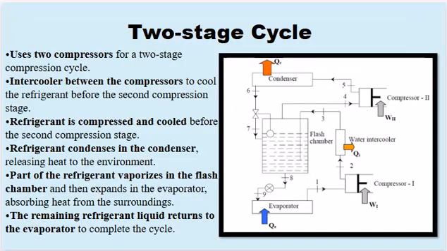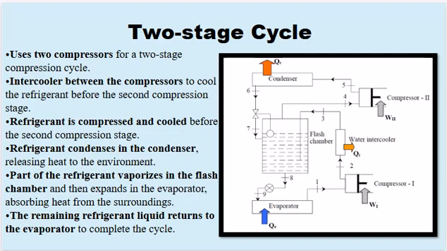Let's examine the two-stage refrigeration cycle, which provides cooling by transferring heat from a low-temperature environment to a high-temperature one. The two-stage cycle consists of components such as a condenser, flash chamber, evaporator, water intercooler, compressor I, and compressor II, with heat input, Q, as the input and heat rejection, Q, and work output, W, as the outputs.